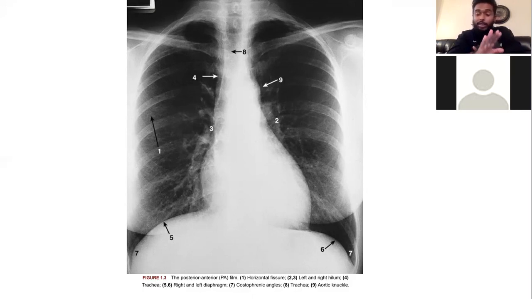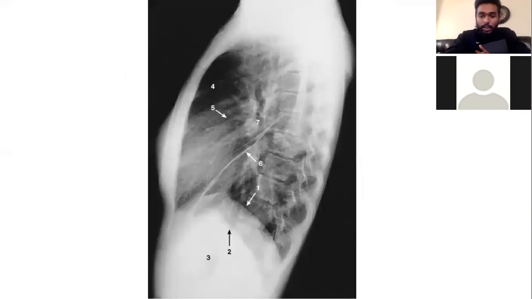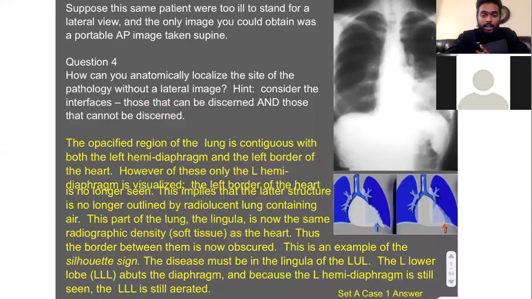Now if it's silhouetting the heart border, on the left side, they call it the left upper lobe. But if it silhouettes the diaphragm, then it's a lower lobe. And if it silhouettes both, then it could be both. So that's one thing they pointed out in this slide here, which is that on the left side, you see the heart border is silhouetting, right?